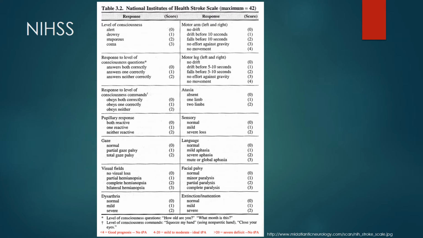So here's that NIHSS tool that neurologists will use to determine the severity of a patient's stroke. They'll go through the level of consciousness, response to questions, they'll do pupillary response with light, visual fields, if they have facial palsy, their language. They'll look at the motor symptoms of their arms and legs. You'll see them hold both in the air for 5 to 10 seconds. If they're unable to do this, they get a worse score.